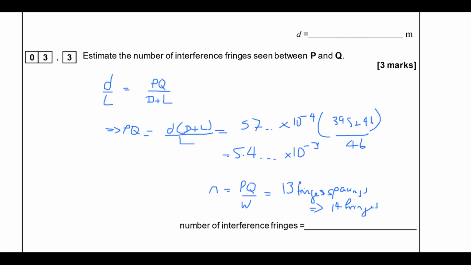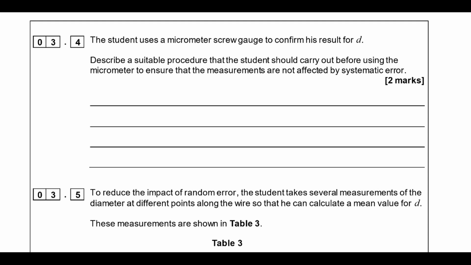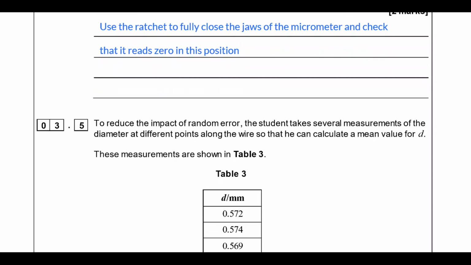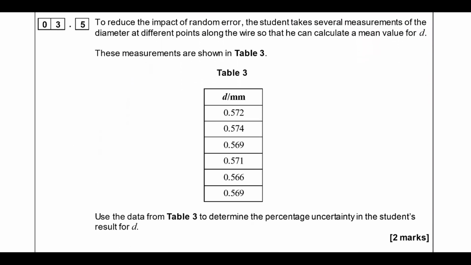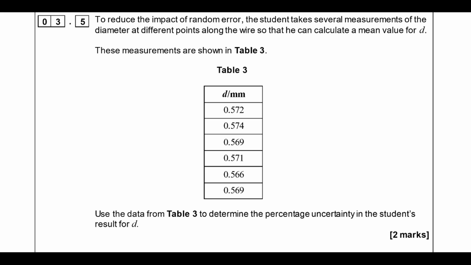Okay, so the student uses a micrometer screw gauge to confirm this result for D. Describe a suitable procedure the student should carry out before using a micrometer to ensure that the measurements are not affected by systematic error. The first thing is you need to make sure you close the jaws fully, and then check that the reading says 0 when you've done that. In case you're wondering what a ratchet is, it's the twisty thing at the end of the micrometer. To reduce the impact of random error, the student takes several measurements of the diameter at different points along the wire to get a mean value for D.